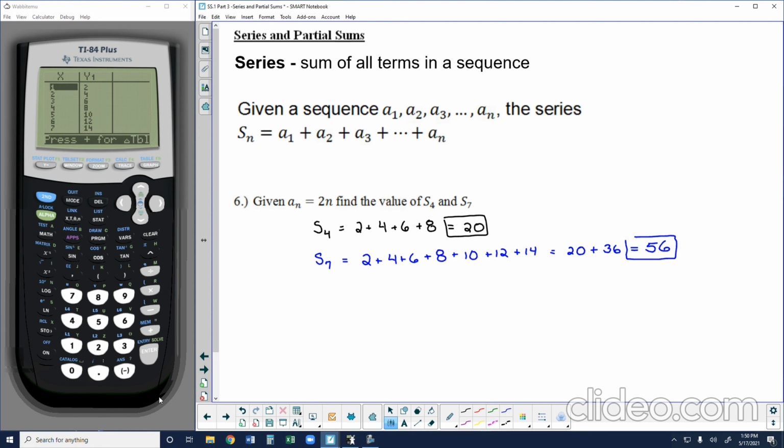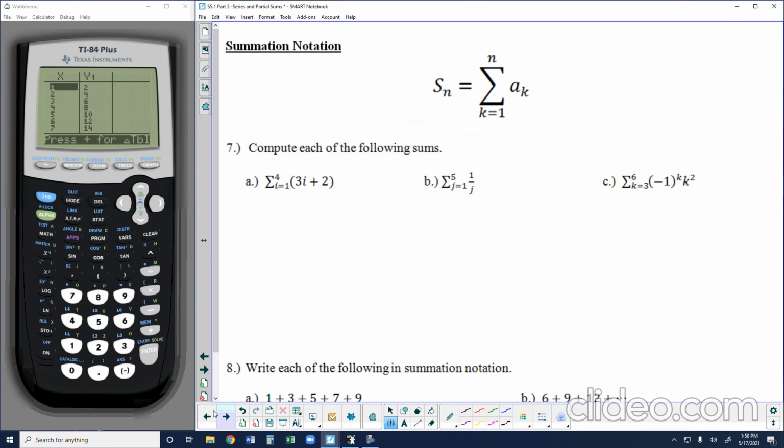Now, another way that we can write a series is in what we call summation notation. Summation notation looks like this. The series of n is equal to the summation notation with this representation. There are some different pieces here. This down here at the bottom, k equals 1, is called the lower limit, and this is where we begin the series. So k equals 1 would tell us to start with the first term.